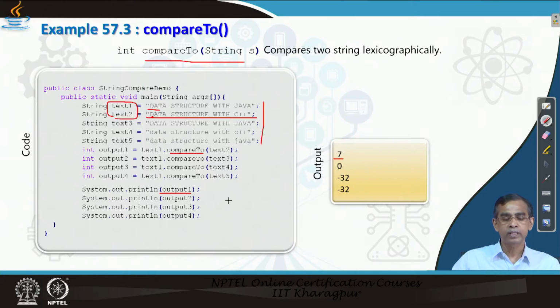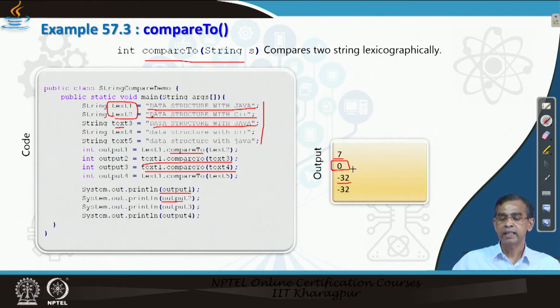Now if the two strings are equal, for example text1 and text3 in this case, this string and these strings are the same, so it returns 0. So this output 2 is 0 here. If two strings are equal, then their Unicode values are compared and it will give 0. On the other hand, if you see text4 and text1 compared, it gives minus 32.